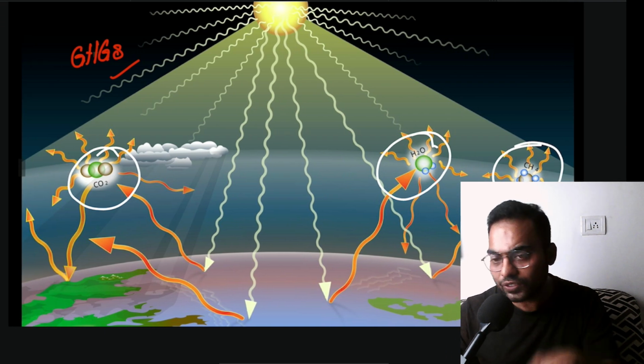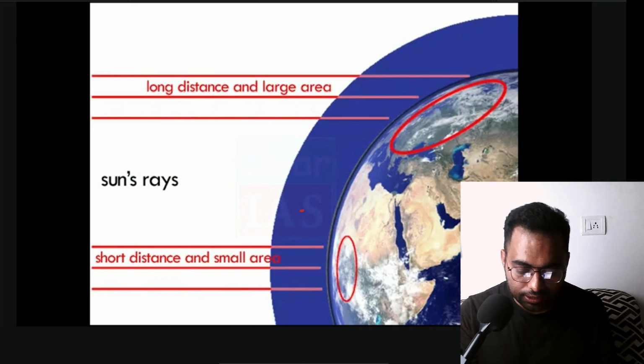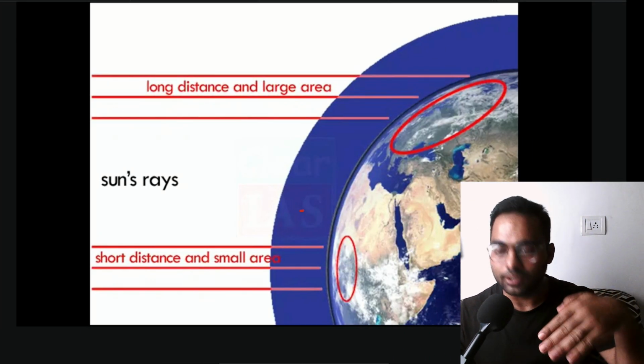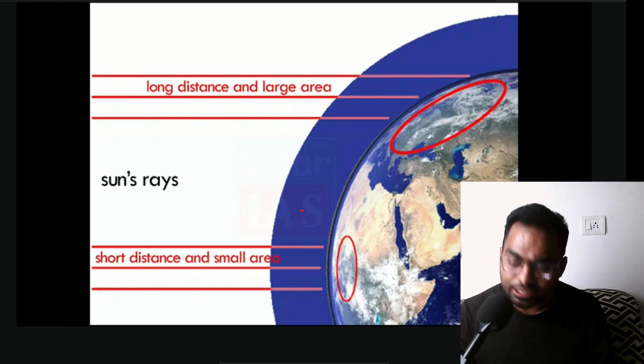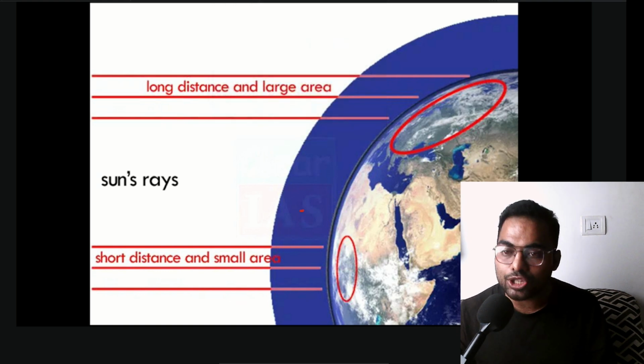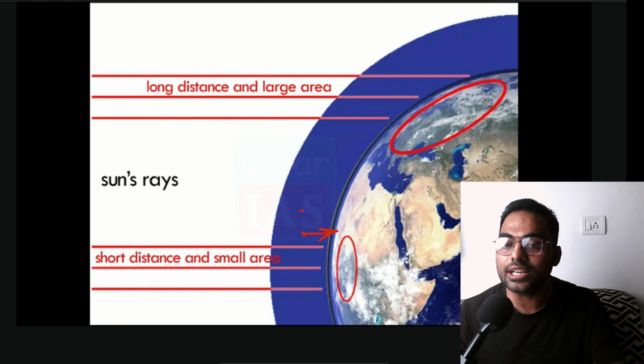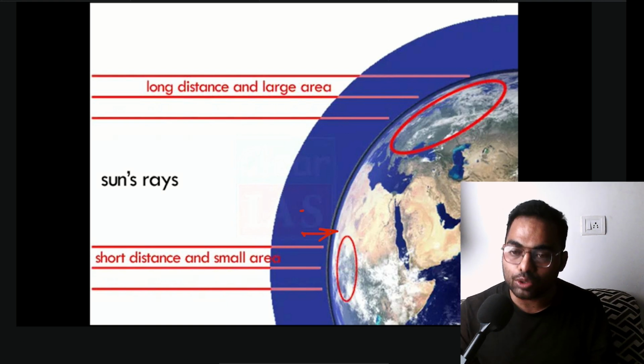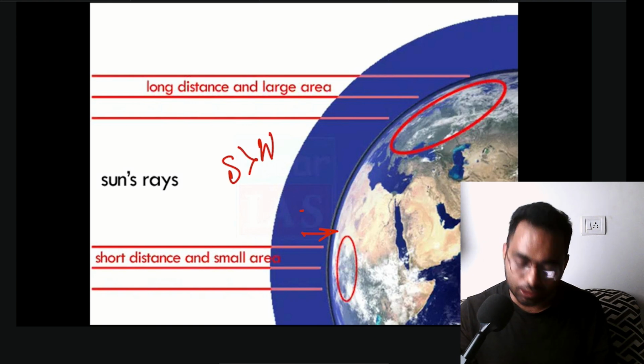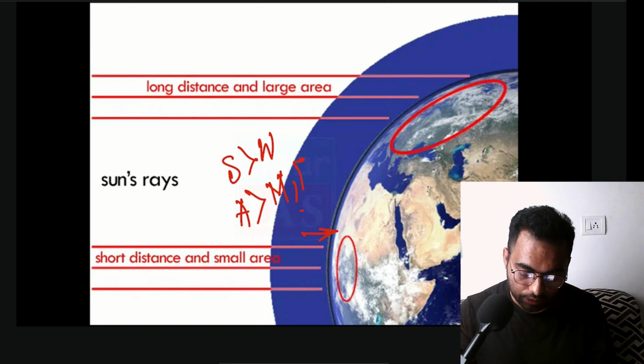So with this, we do understand that insolation will vary. That is going to be higher at the equator. Why? Let me just change the color so that it will be more visible. Because of the shorter distance which the rays will have to travel, and it will be concentrated in a small area. So it's going to be stronger. It's going to be more during the summer in comparison to winter. It's going to be more in the afternoon in comparison to morning or evening.